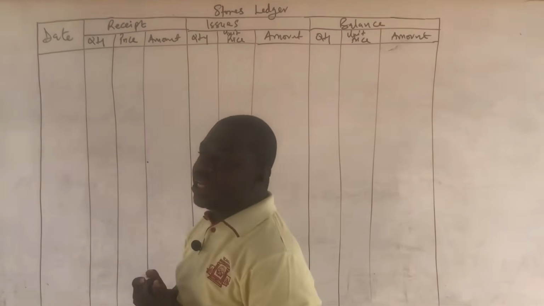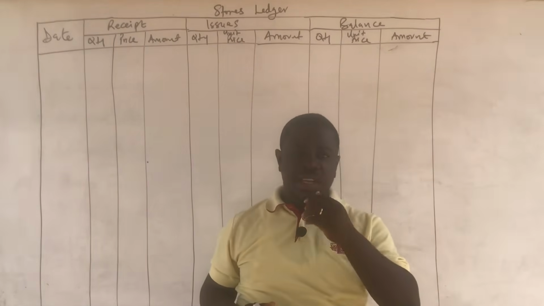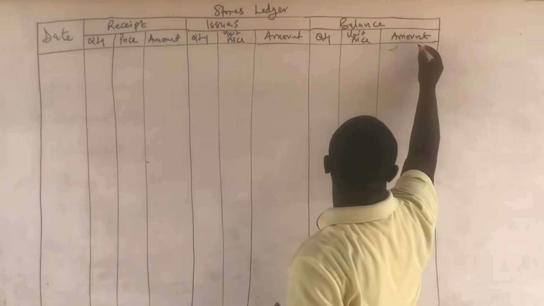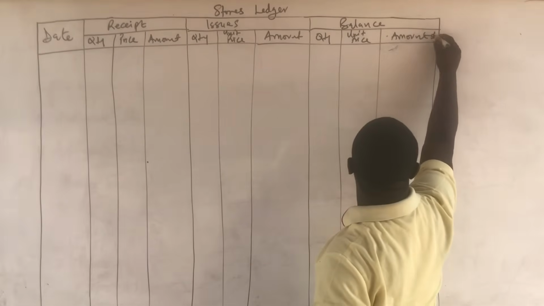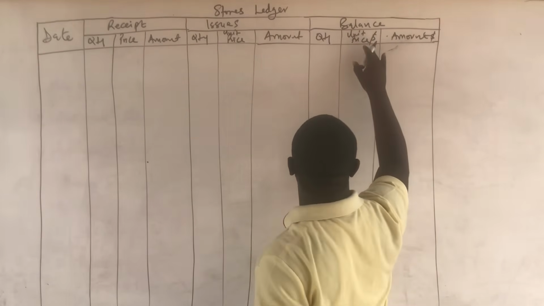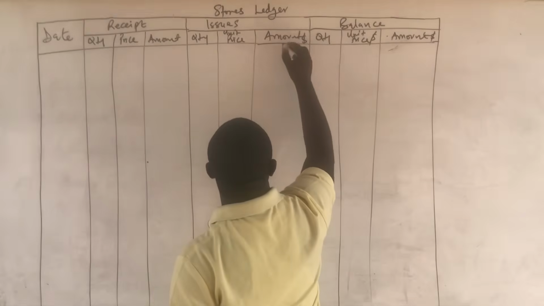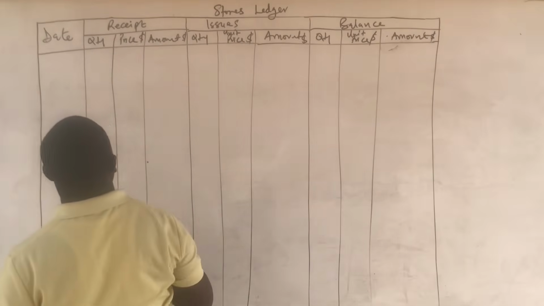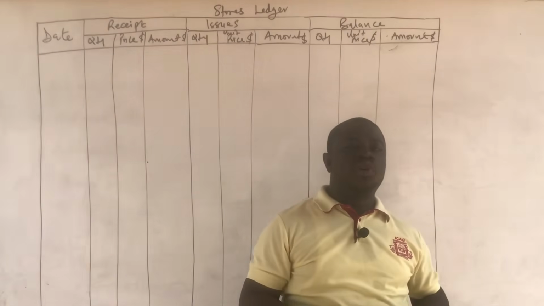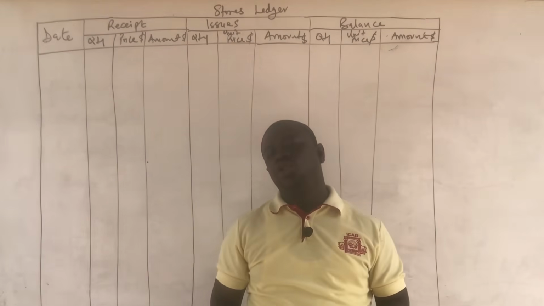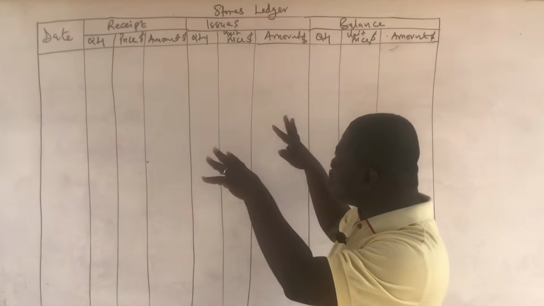Okay, so this is a typical stores ledger, and I'm going to use this format to solve a question with you right now. And so let me show my currencies. I'm working in dollars, so the currency sign will be under the amount column and then the unit price columns. So currency sign. All right, now I'm going to solve this question with you, and I'm going to use the FIFO method to solve it.